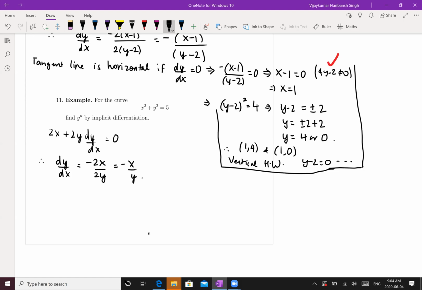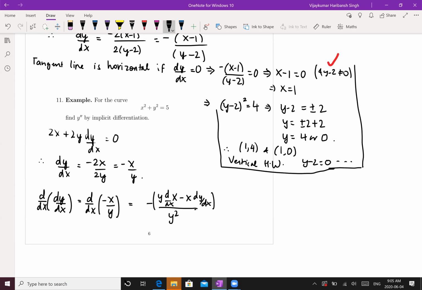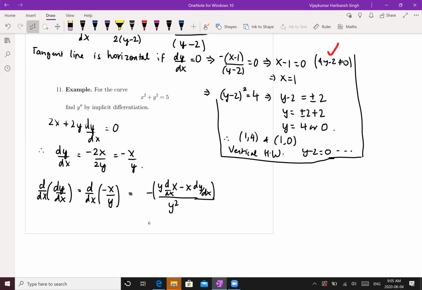Now take derivative with respect to x on both sides. So d by dx of dy by dx. This is your y double prime, right? So this is going to be d by dx of minus x by y. And what do we get? Now we can use the quotient rule. So keep the minus sign outside, y square in the bottom, y times derivative of x minus x times derivative of y. So this becomes minus, sorry, minus sign outside, y square in the bottom, y minus x times dy by dx, which is minus x over y, so we can substitute that back.